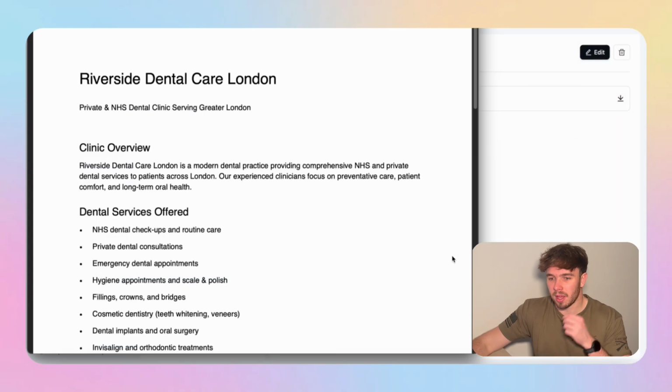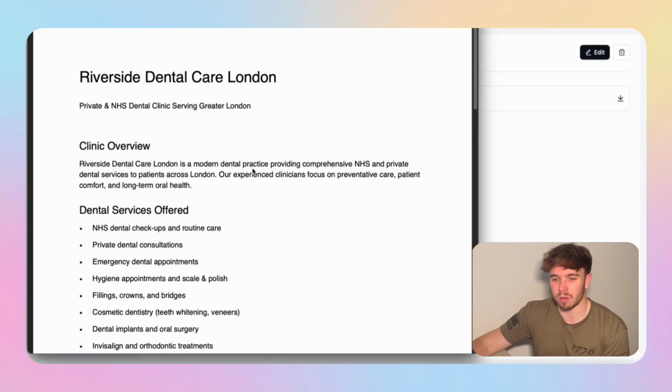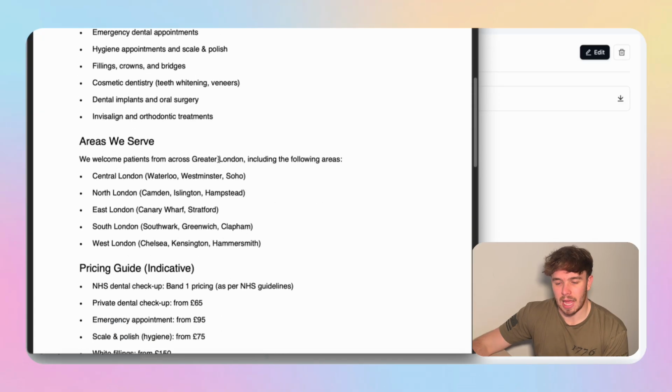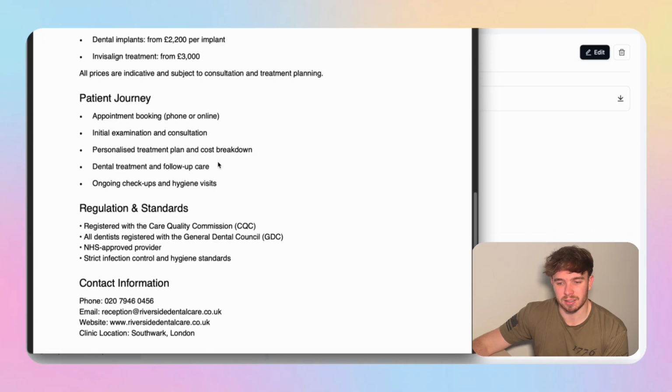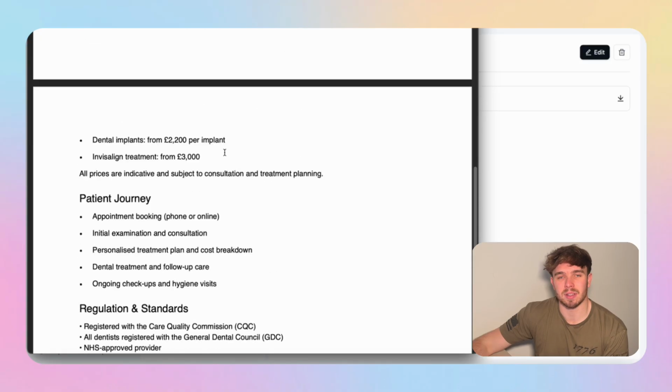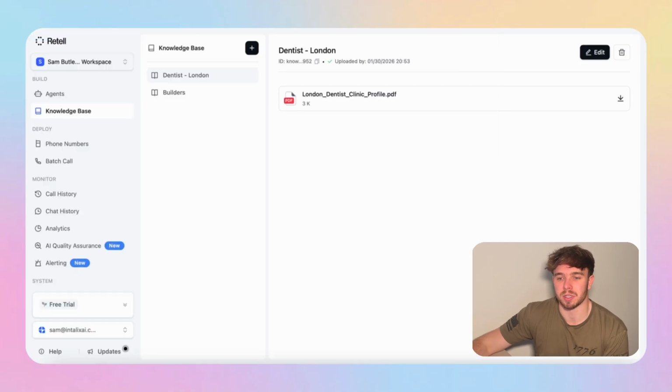So if I click on that, you can see here. I've just asked ChatGPT to generate a random one. They've called it Riverside Dental Care. You can see the services that they offer, areas that they serve, pricing, just a load of stuff about this business. It doesn't go into too much detail, but it gives the AI agent enough information to work off.